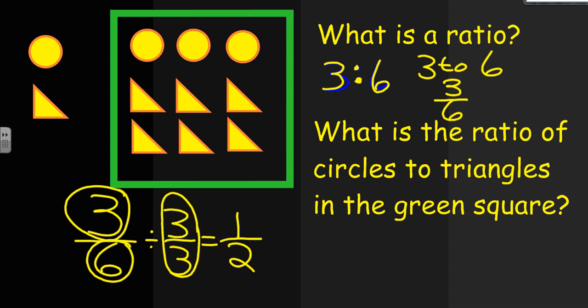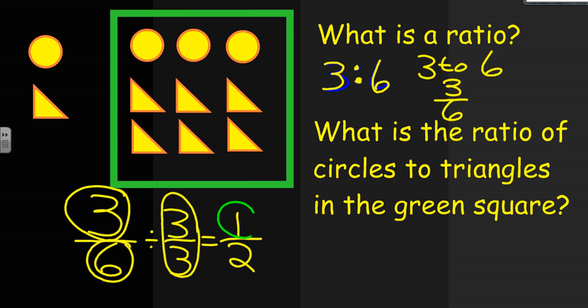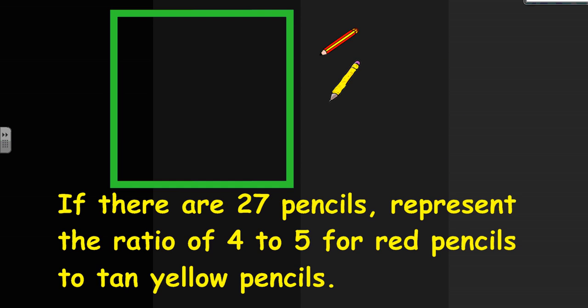So what we're trying to do is point out that, and I'll use green to say that, for every one circle in the picture, we have 2 triangles. If I group them together, you can see that one circle would go with 2 triangles. One circle would go with 2 triangles. And again, one circle would go with 2 triangles. So 3 to 6 would be equivalent to the ratio of 1 to 2. Let's move on and look at the next page.